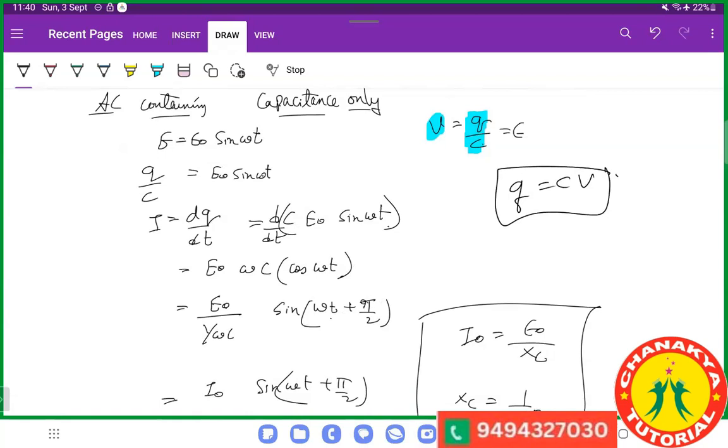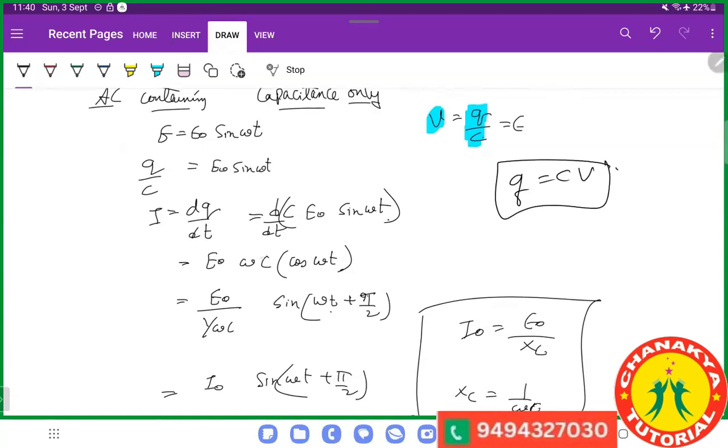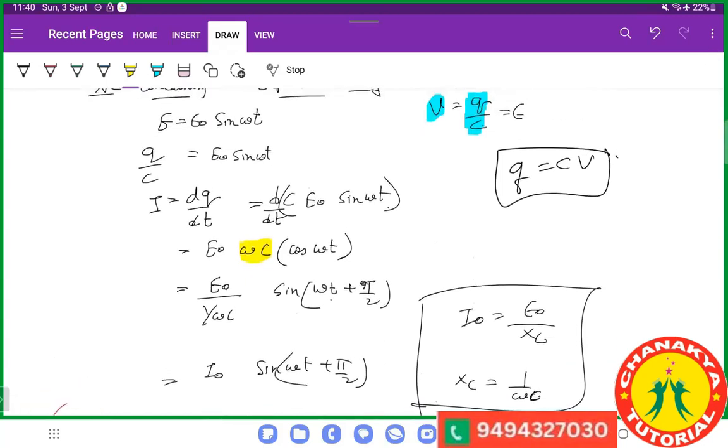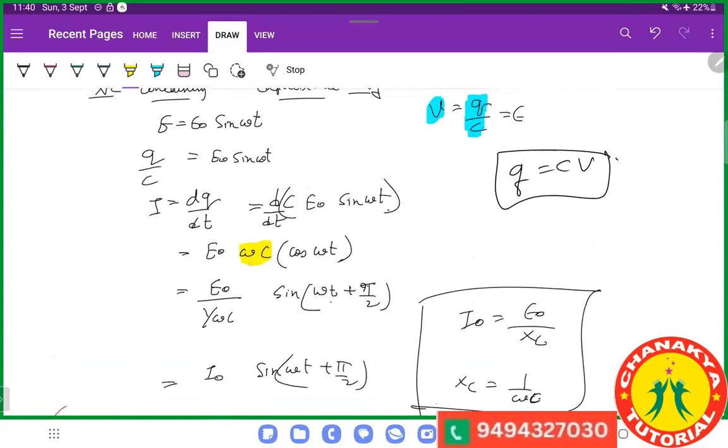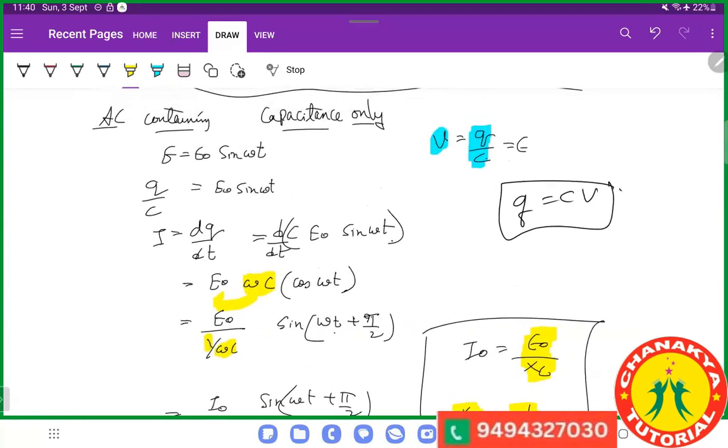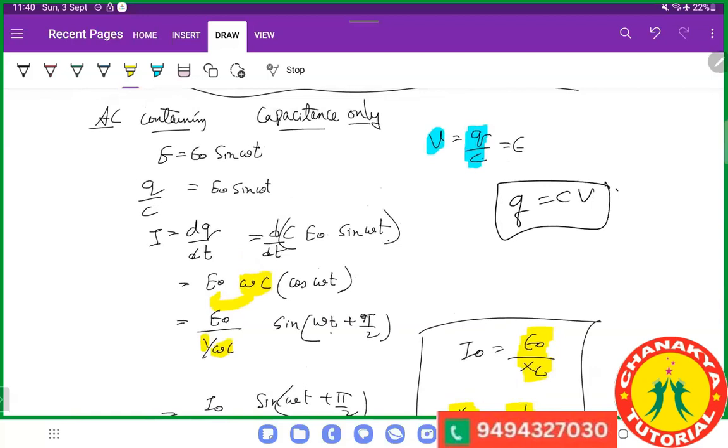Simple, same way. This omega and C will be treated as constant. If I write this below, it becomes 1 by omega C. So 1 by omega C we write as XC now. So I naught equals E naught by XC, as we saw before. It was E naught by XL, and this is E naught by XC, same thing.